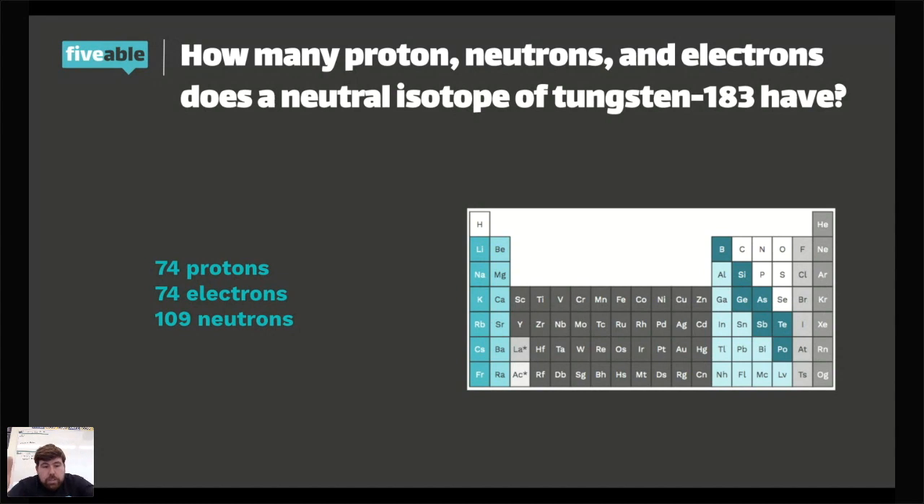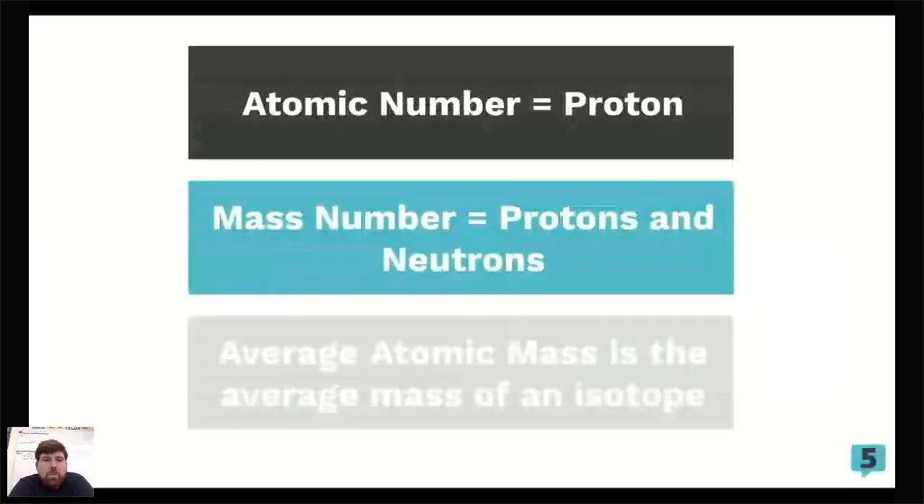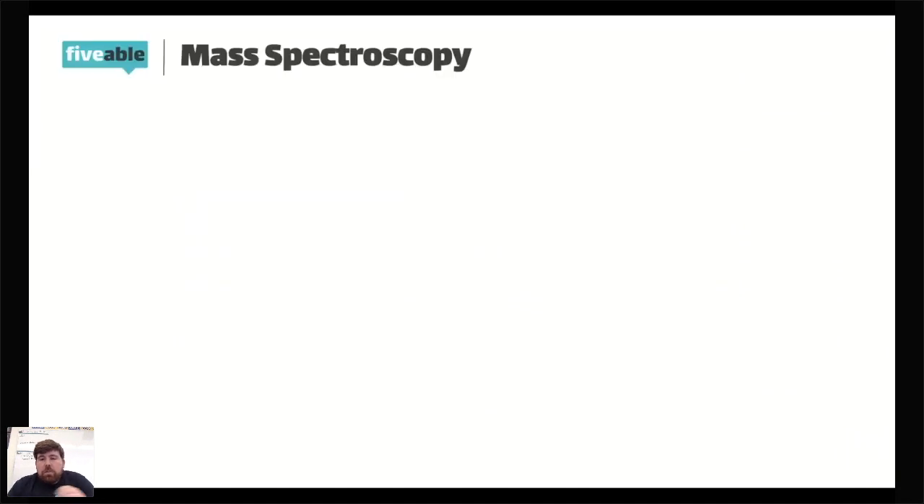Now, while I wish these were the types of questions you'd see on the AP test or in your unit test, it's probably not. It's a little low level, but these things are absolutely necessary in order to understand some of the stuff that's going to be coming up. So last but not least, one quick review. The atomic number is equal to the number of protons. The mass number is equal to the protons and neutrons. And the average atomic mass is the average mass of an isotope, a single atom of those things. So let's move on to mass spectroscopy.